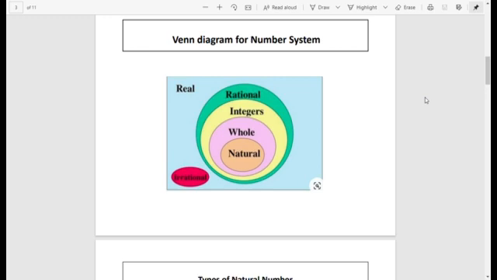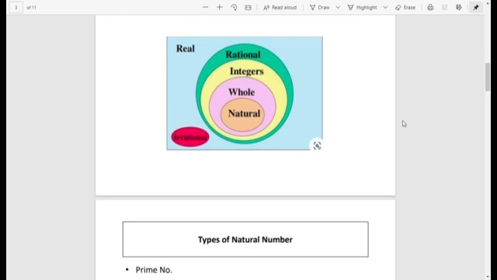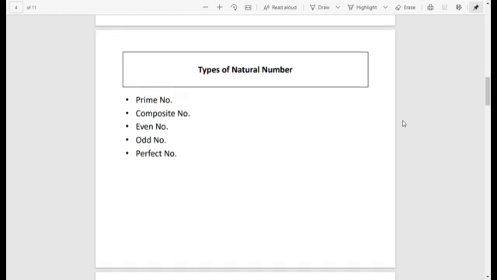Number system can be studied with the help of Venn diagram. Real numbers can be divided into rational numbers and irrational numbers. Integers are under rational numbers, whole numbers are under integers, and natural numbers are under whole numbers. Types of natural numbers. These are prime numbers, composite number, even number, odd number, perfect number.